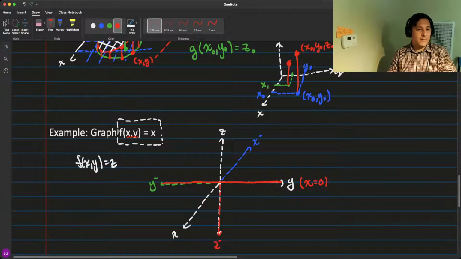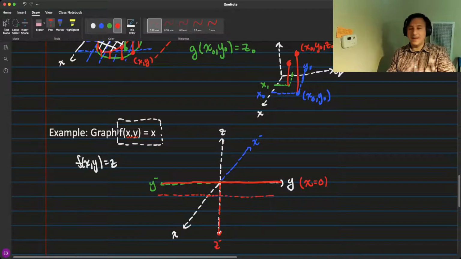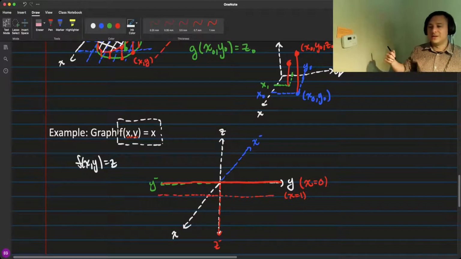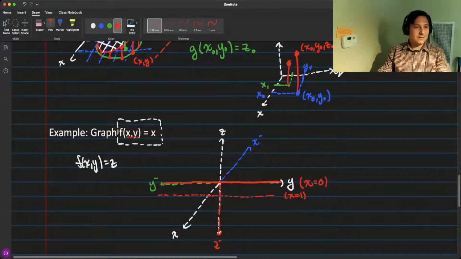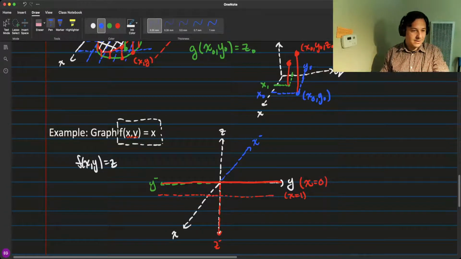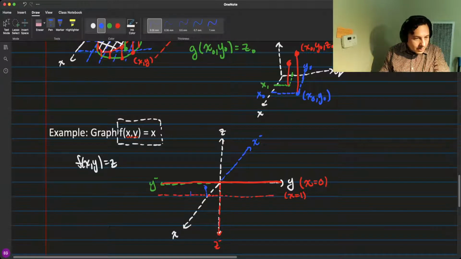Okay. What about when x equals 1? If you take any point on that line at x equals 1, how high up is your graph going to go? Yes. So in other words, at this point right here, you would go up 1. This one was at 0, and now you're going to go up 1. This was at 0, and now you're going to go up 1. And so on.